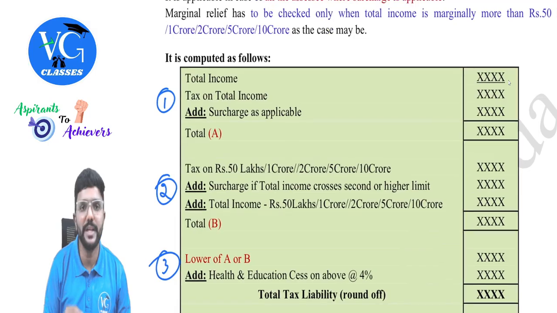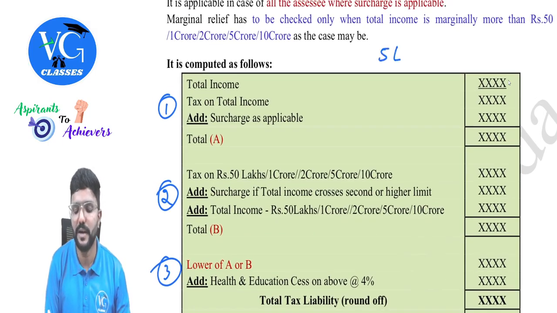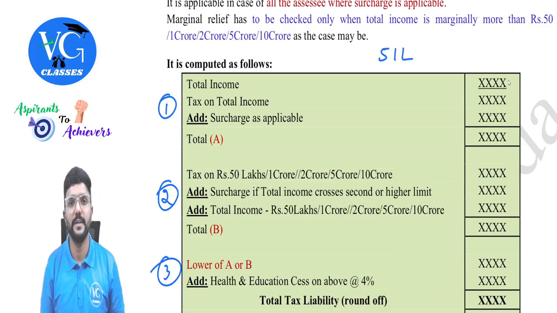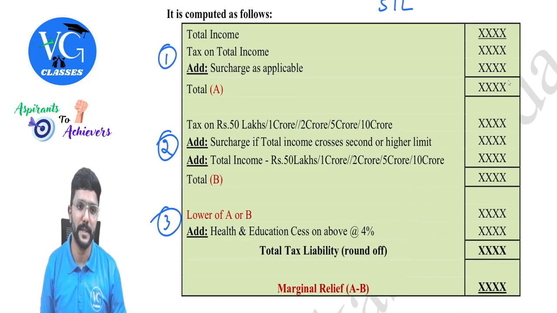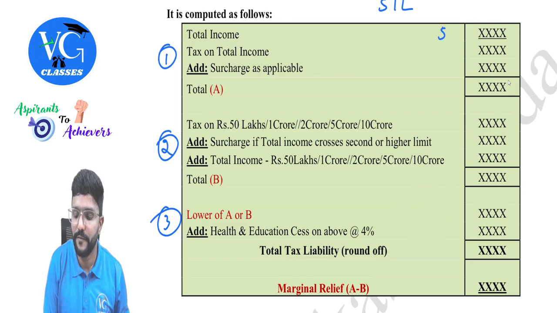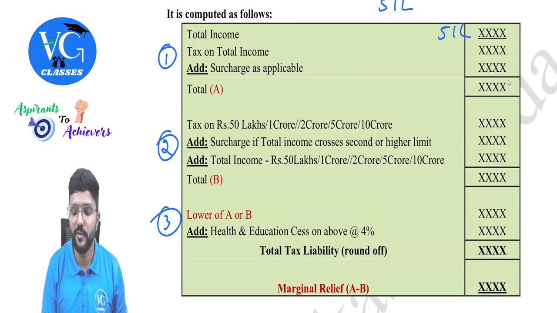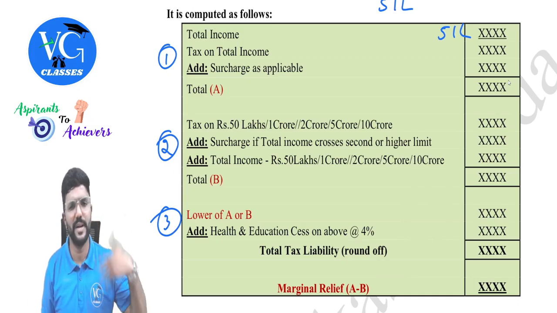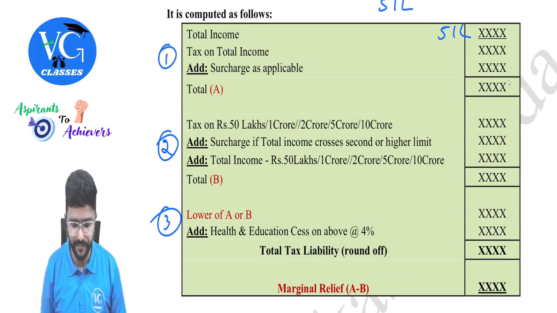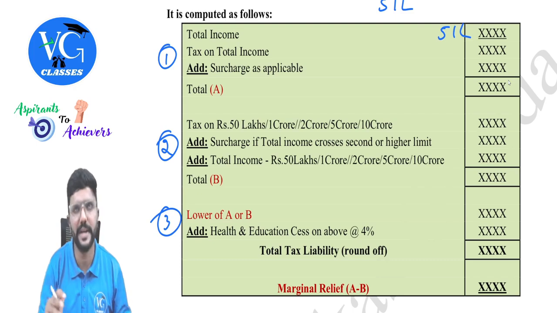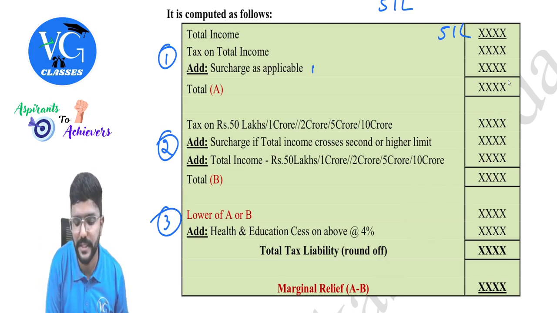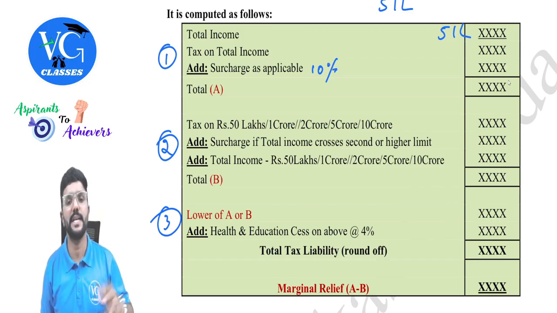Assume, guys, the total income of an assessee is 51 lakh, which is marginally more than 50 lakh. Should we check marginal relief? Yes. So what is the total income? 51 lakh. Tax on total income would be whatever rate is applicable to the assessee. Then surcharge would be at what rate? If it is more than 50 lakh, it would be at 10%. Calculate, then take the total.